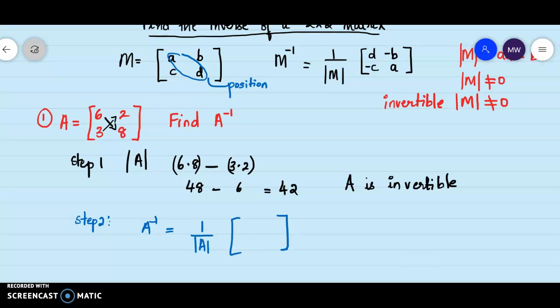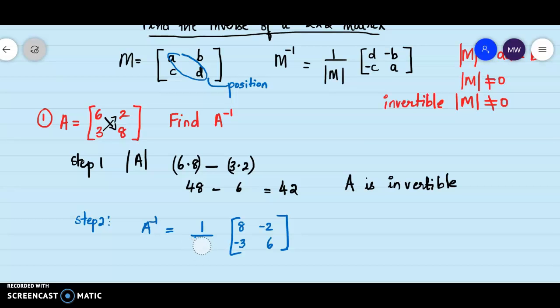So here in the place of A and D, I have 6 and 8. So 8 will go up and 6 will come down. This diagonal will switch its position. The other diagonal, the 3 and 2, which are both positive numbers, will change to -3 and -2 instead. So that's the only difference.